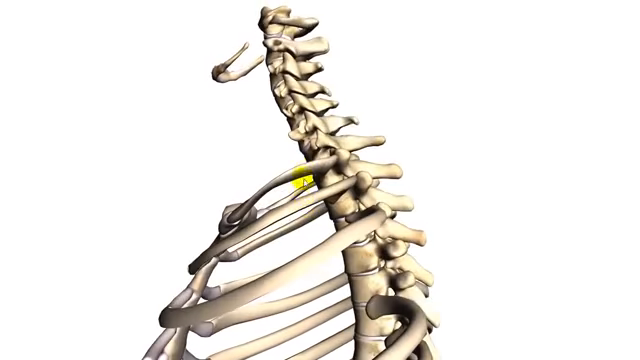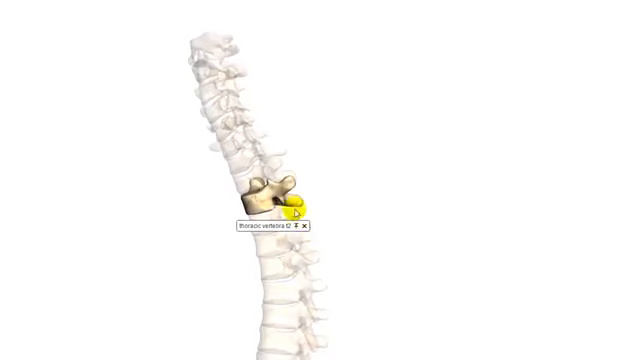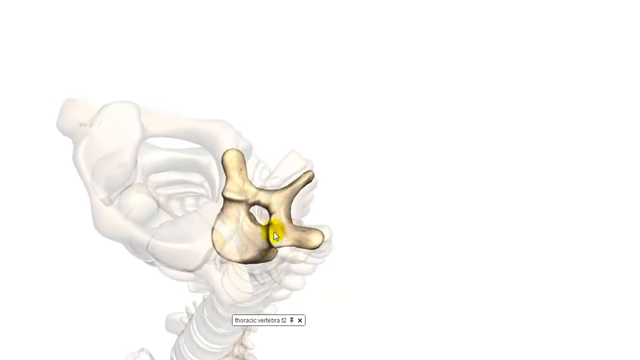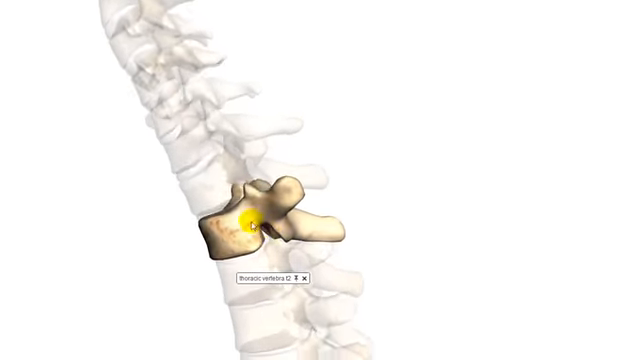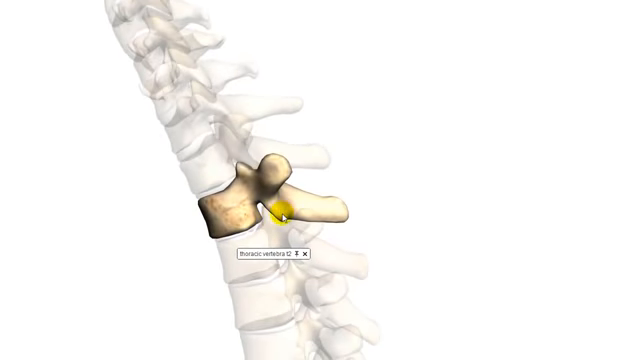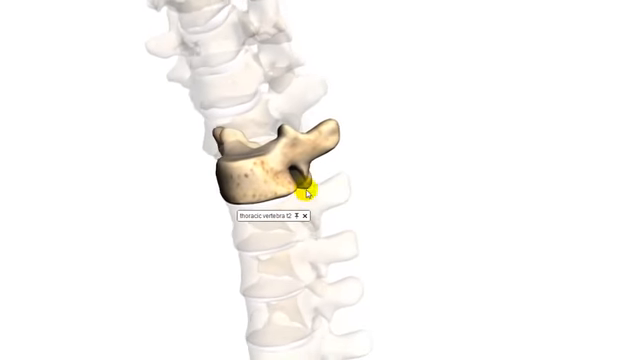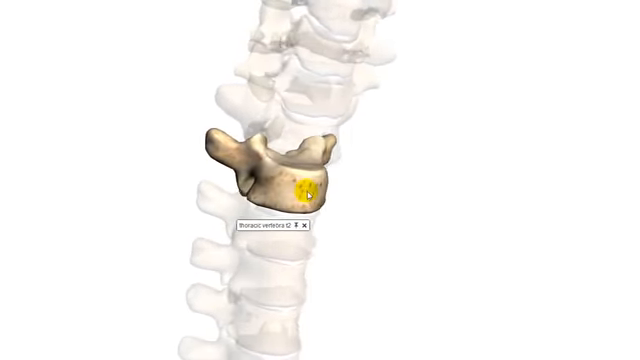Just to recap things, you've got the anterior part, which is the body. You've got the posterior part, which consists of the neural arch. And attached to the neural arch, you've got the superior articular processes, the transverse processes, the spinous process, and the inferior articular processes. And the vertebrae articulate with each other via the superior and inferior articular facets. So those are the main features of the vertebra to be aware of.